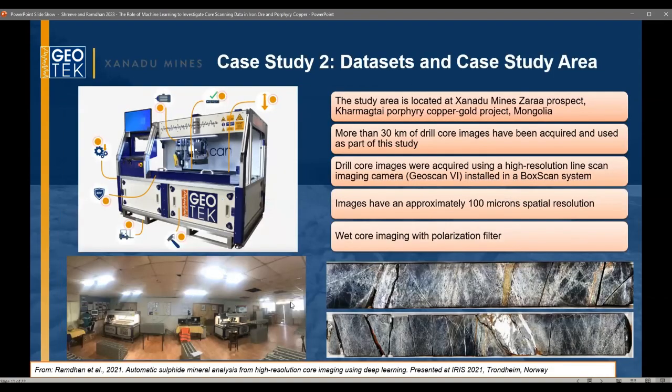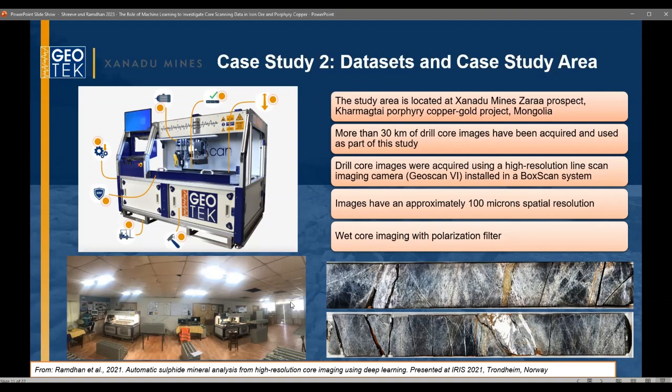The second way is using a more supervised approach. Again, we're using box scan. This is with thanks to Xanadu Mines, and this was presented by my colleague Reza Ramdan up at IRIS in 2021. We've taken about 30 kilometers worth of drill core images. What we're trying to do here is to segment sulfide from the images themselves, and not only that, but go a little bit further and say, is it veined or disseminated sulfide? Can we produce images and make predictions based on what we have?